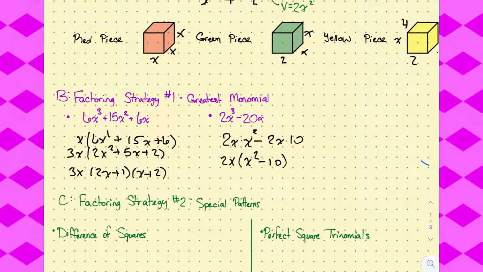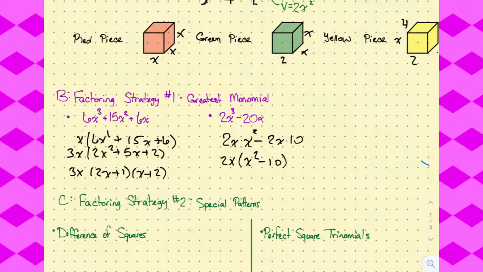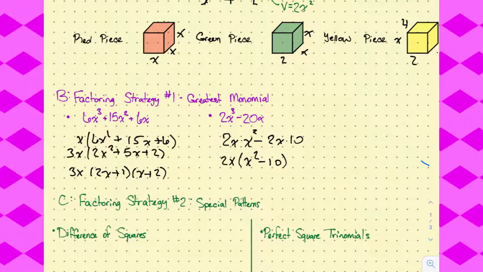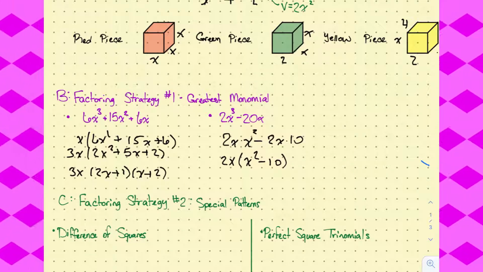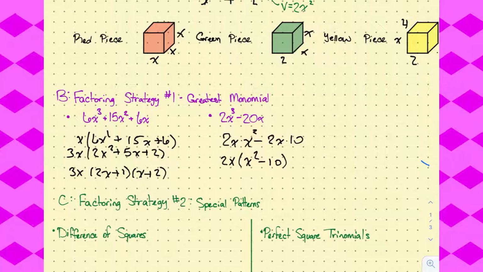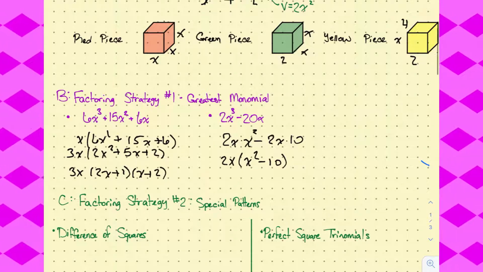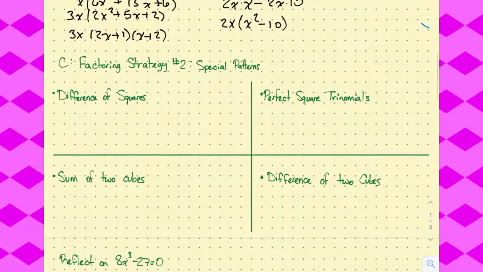Now this is a strategy we have talked about in the past. Always double check to make sure your polynomial is in simplest terms before you factor, because that'll make the rest of your factoring easier. And it might help you notice some of the special patterns. So there are 4 special patterns.